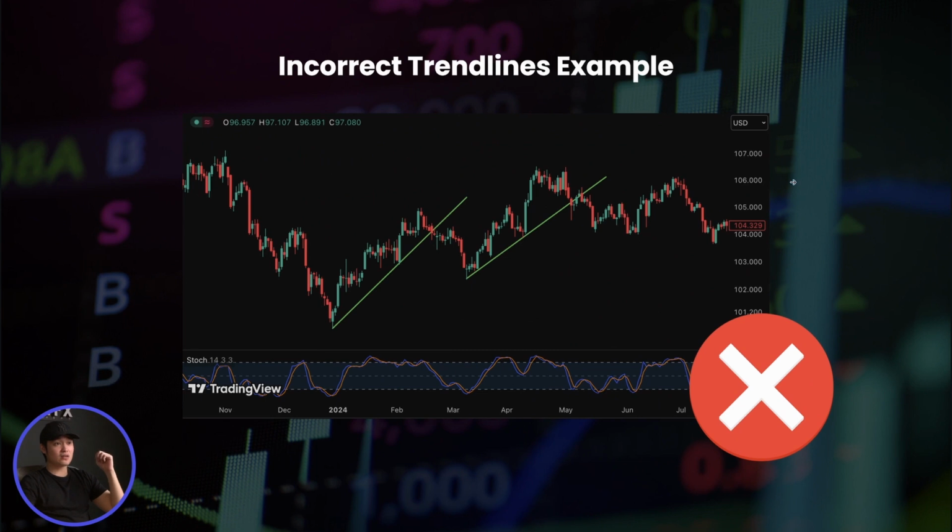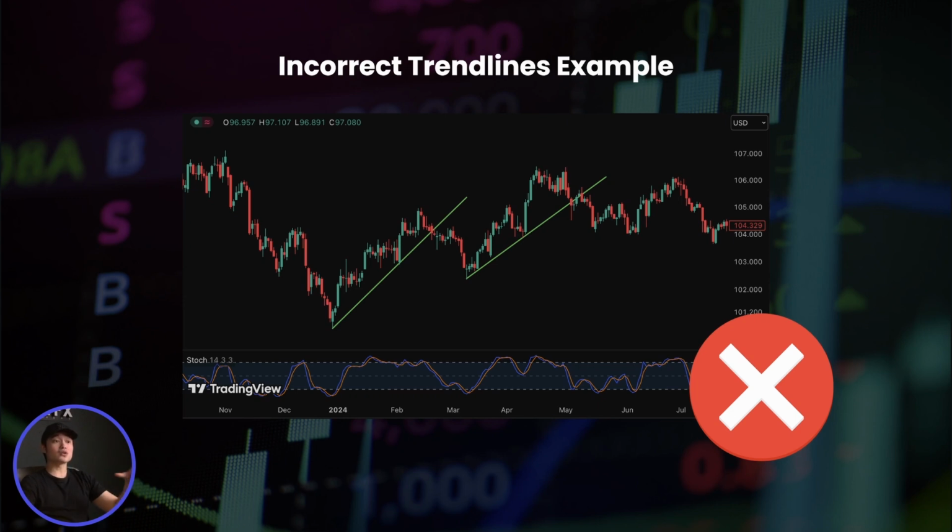Again, this is an incorrect trend line example. Another one, for the bullish side. Look here. Rather than connecting to the major swings, which are here, here, and here, I have connected to the minor ones here, here, and here. This is wrong. Why? If you are connecting a trend line, you should be a swing trader.